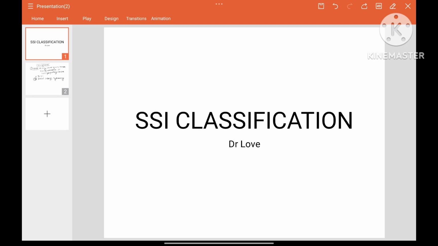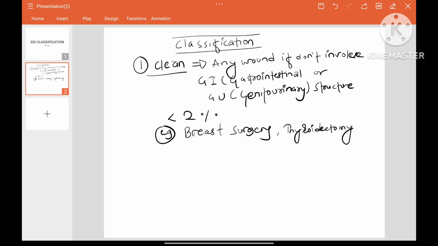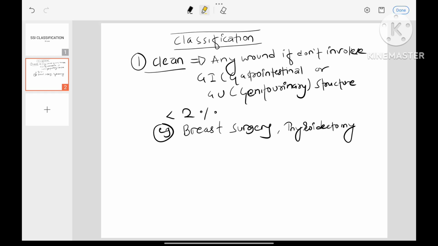So friends, let's talk about surgical site infection classification. In the surgical site infection classification, the wounds are basically four types. The first type of wound is clean wound. So what is clean wound?